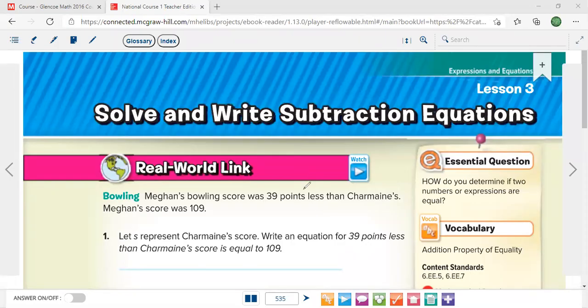This is lesson number 3 in chapter 7. Solve and write subtraction equation. The same as we did with addition equation, we use subtraction. Also, we will do with subtraction equation, we will use addition because we always use an inverse operation. Let's see how we can deal with the problem.